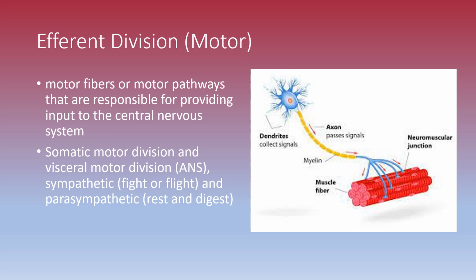The efferent motor division is motor fibers or motor pathways that are responsible for providing output from the central nervous system. The divisions are the somatic motor division, the visceral motor division known as the autonomic nervous system, the sympathetic nervous system, the fight or flight division, and the parasympathetic system, the rest and digest division.